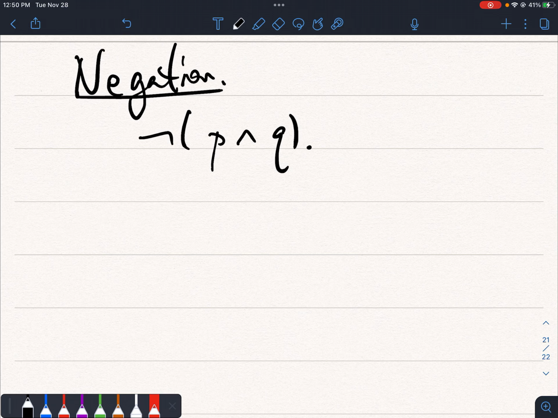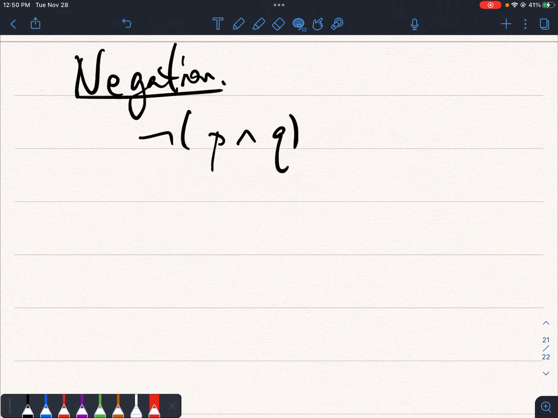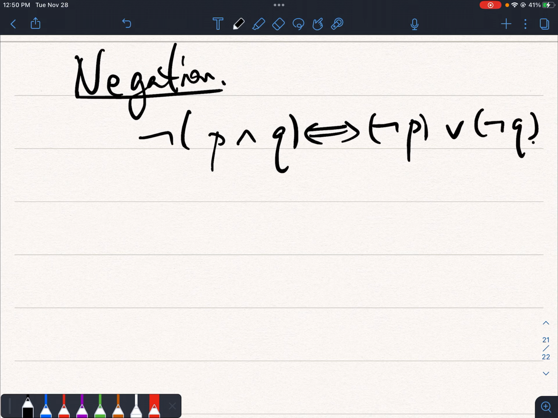What does it mean that P and Q is false? P and Q means that both of them are true. If that is false, then it's equivalent to say at least one of them is false, right? If not both of them are true, then at least one of them is false. So not (P and Q) is logically equivalent to not P or not Q. This is called De Morgan's law.